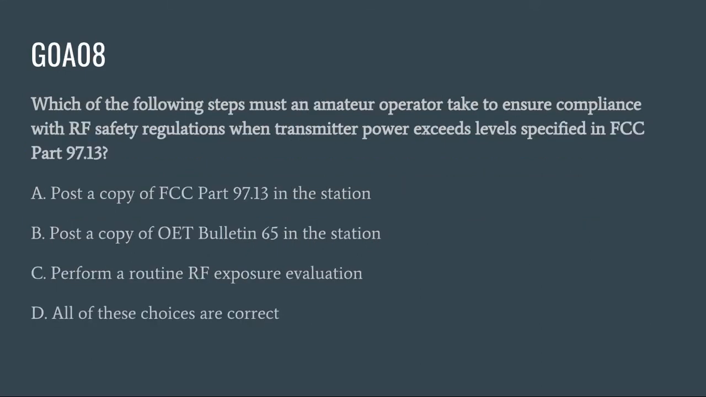G0A08, which of the following steps must an amateur operator take to ensure compliance with RF safety regulations when the transmitter power exceeds levels specified in FCC Part 97.13? A, post copy of FCC Part 97.13 in the station. B, post copy of OET Bulletin 65 in the station. C, perform a routine RF exposure evaluation. Or D, all of these choices are correct. Correct answer here is C, perform a routine RF exposure evaluation.